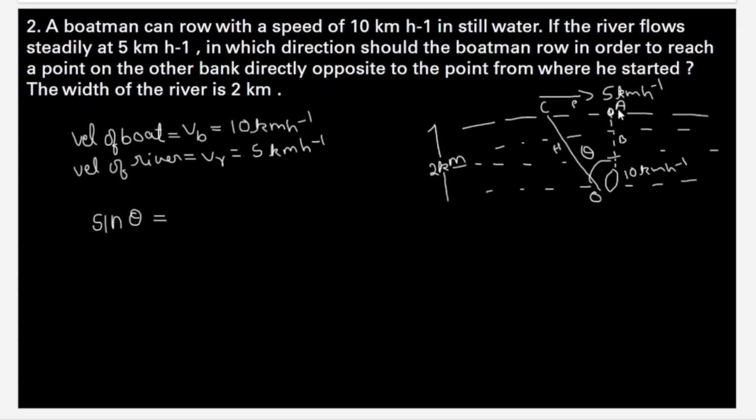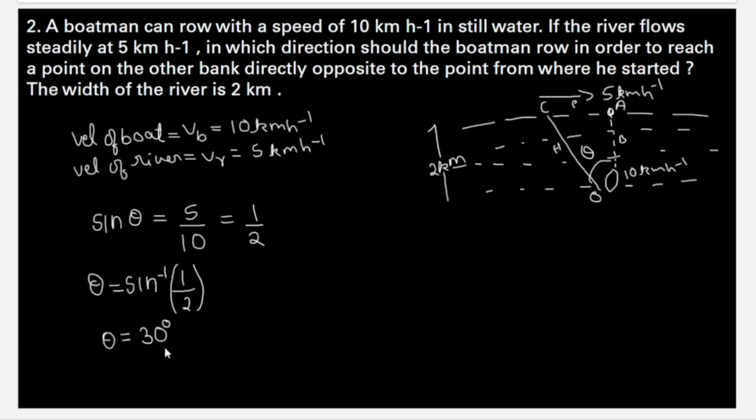Perpendicular is 5 km h-1. Hypotenuse is 10 km h-1. We get 5 by 10, which is 1 by 2. So theta will be equal to sin inverse of 1 by 2. So theta will be 30 degrees. The required angle is 30 degrees for the boatman to row in order to reach a point on the other bank directly opposite to the point from where he started.